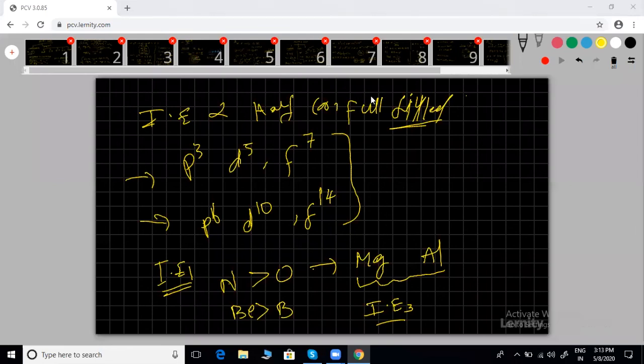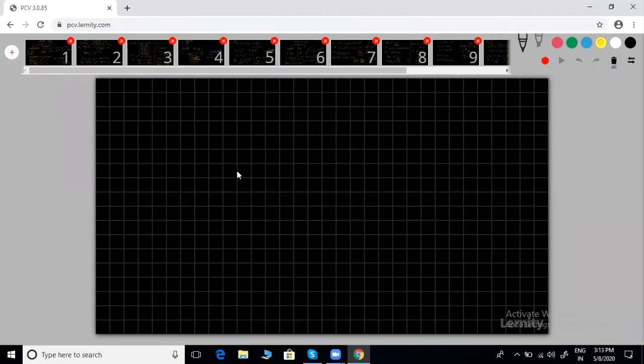The reason, I hope you know. After removing 2 electrons, Mg2 plus gets the inert gas configuration, but aluminum does not. I can still remove an electron easily from aluminum. So magnesium has the highest IE3 value. These types of questions you can expect.